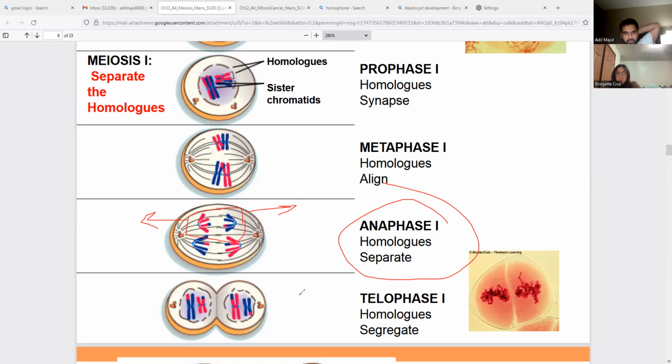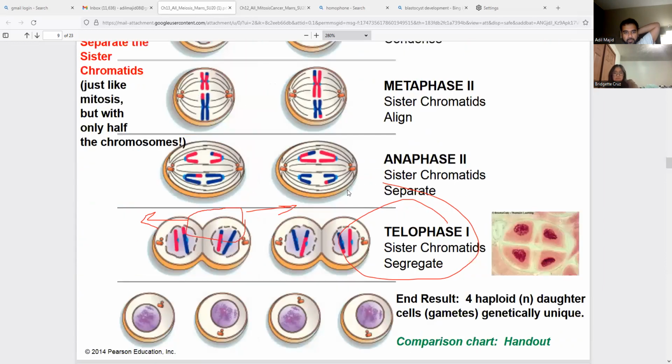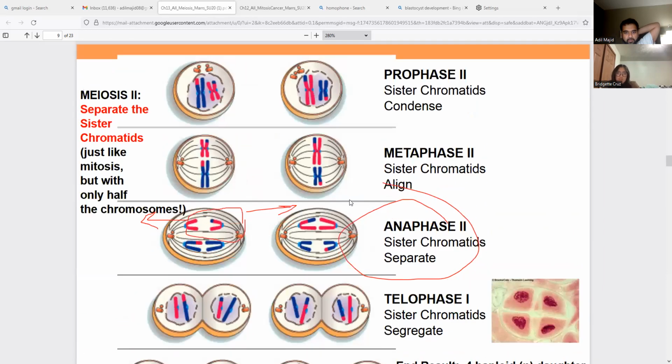Okay. But in meiosis one, what we're separating is homologous pairs, and in meiosis two, we're separating the sister chromatids. Exactly, very good. So same thing over here, except instead we just separate the sister chromatids in anaphase two.